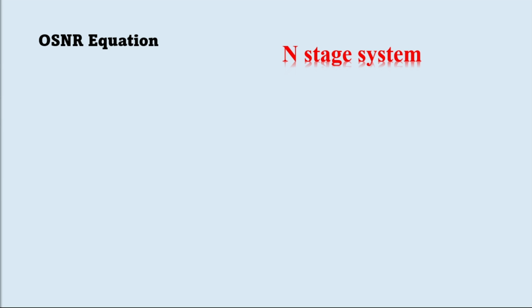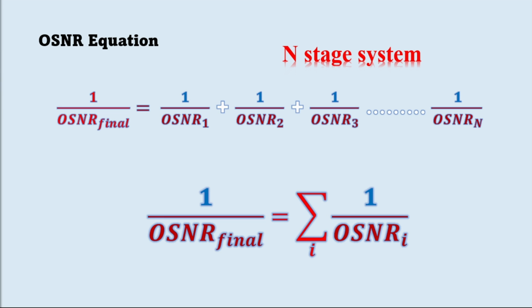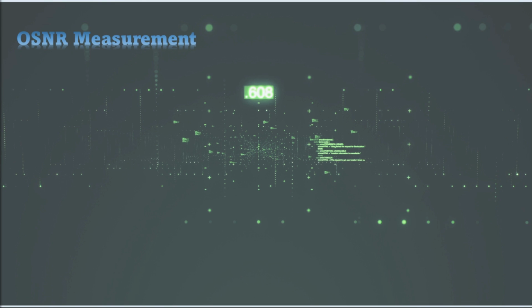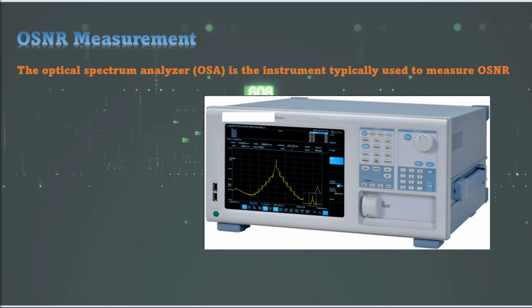To calculate the total OSNR for multiple stages, it can be considered by a reciprocal method. For the n-stage system, that summarizes to this equation. To use these equations for a big network is quite challenging. These equations are calculated automatically by an optical spectrum analyzer, which is typically used to measure OSNR. Most OSA units use the method defined by the IEC 61280-2-9 standard, and the equations are automatically calculated.